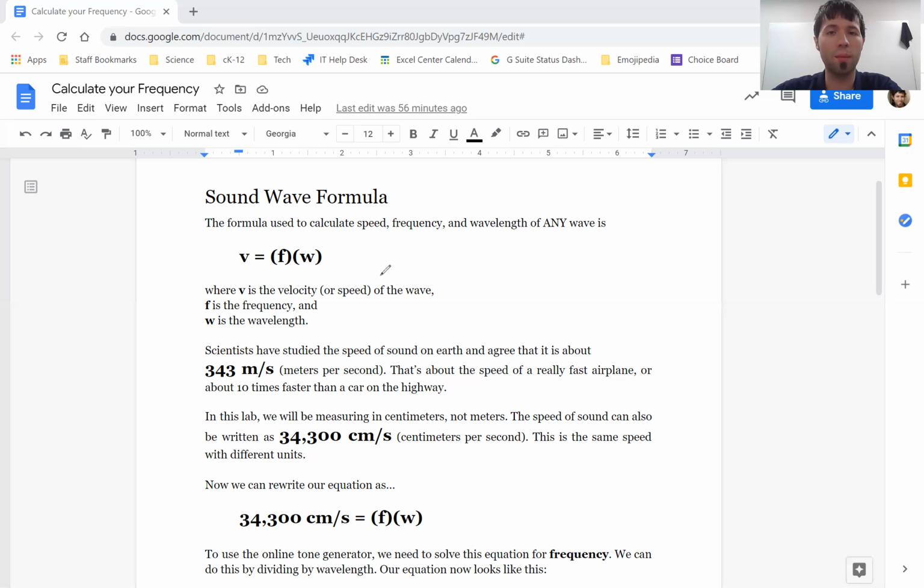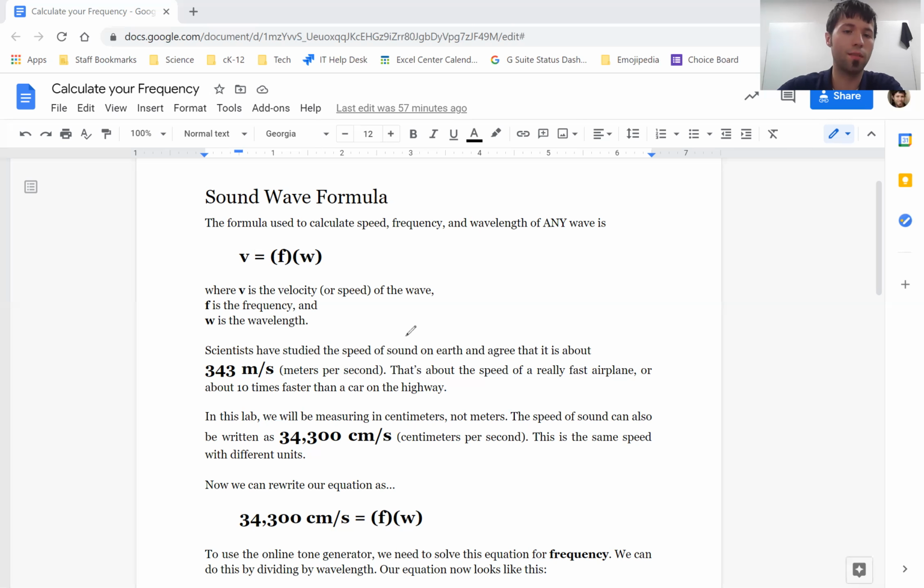So in this lab, you guys are going to be calculating frequency. You need to know the frequency in order to use the online tone generator to play these sounds that you'll be finding. So velocity in this case is like speed. We're talking about the speed of sound.